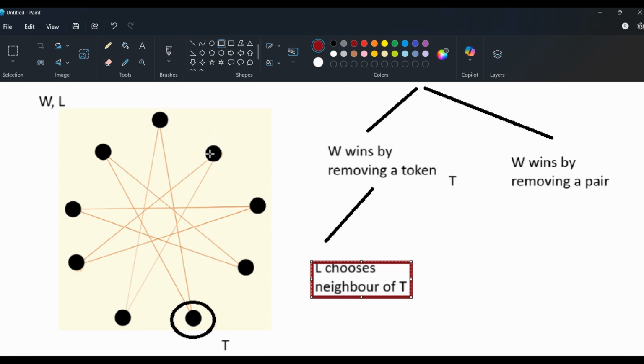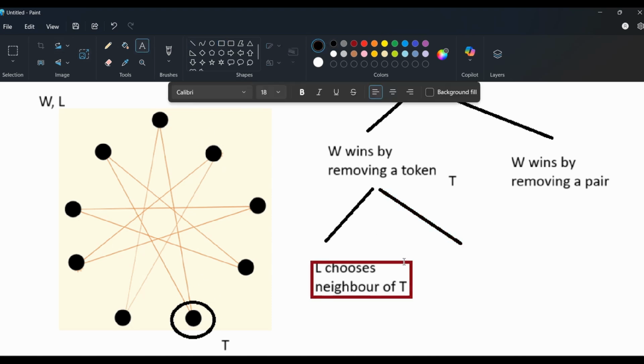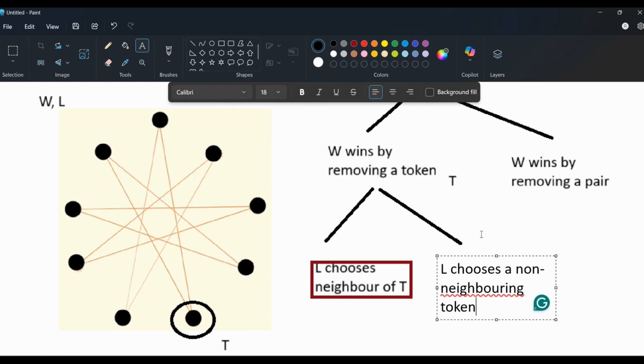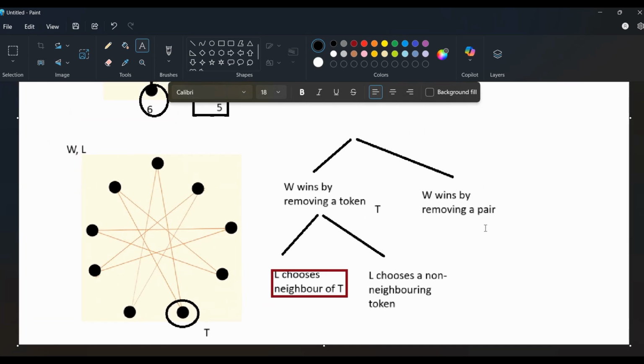Yeah, that's possible. Because if these two were open, L can either remove this, letting W win, or L can remove this, letting W win here. So one possible previous move could be this. This is one approach, one thing that could have happened.